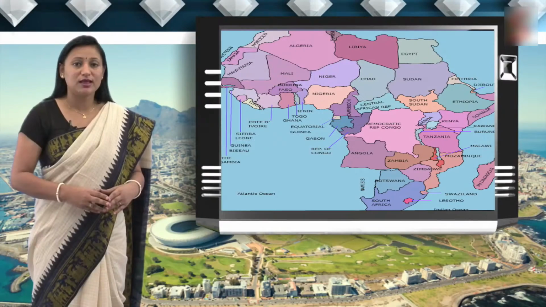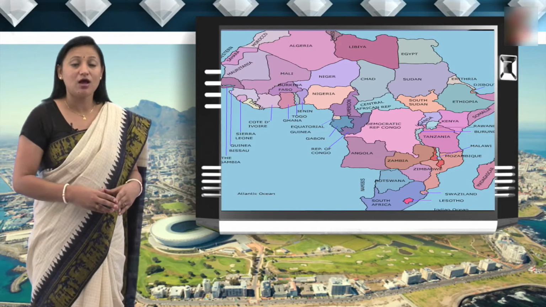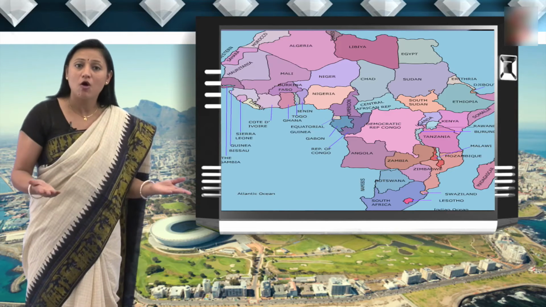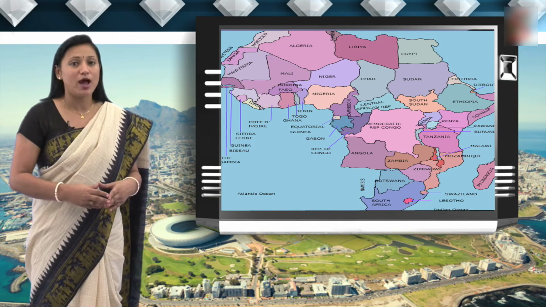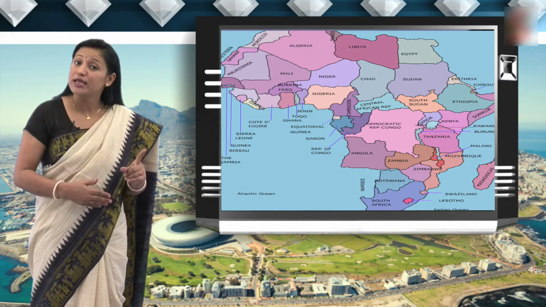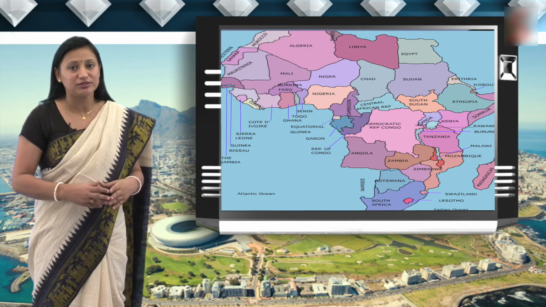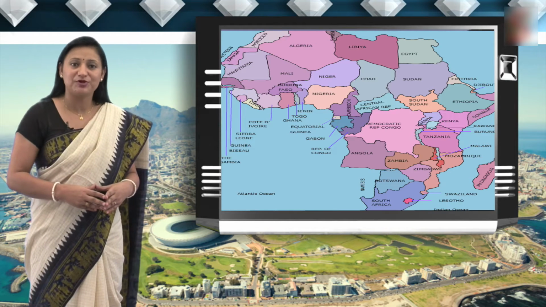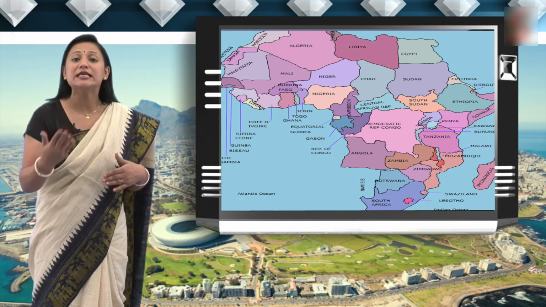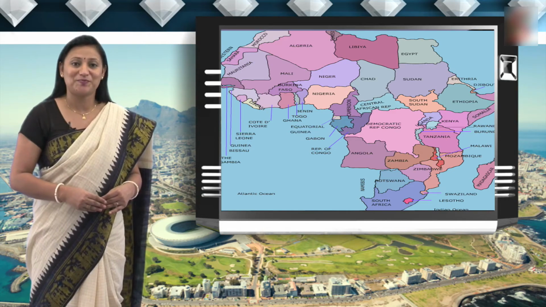Did you know that people in other continents were ignorant about Africa for a long time? The interior parts of Africa were not known to the Europeans or the Arab traders. While the Europeans knew only about the northern coastal region, the Indian and Arab traders knew only about the eastern coast of Africa. Now, let us see how the Europeans made their way into Africa.